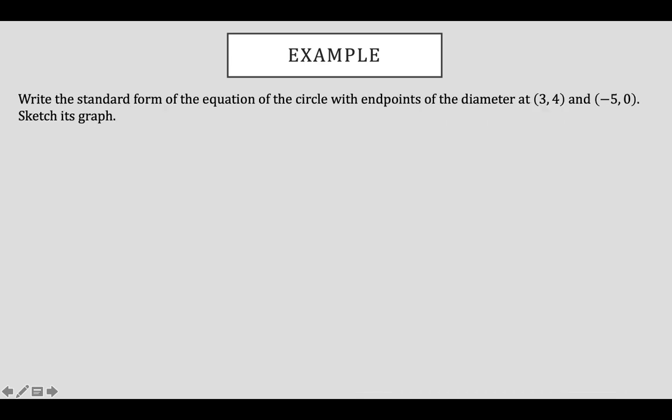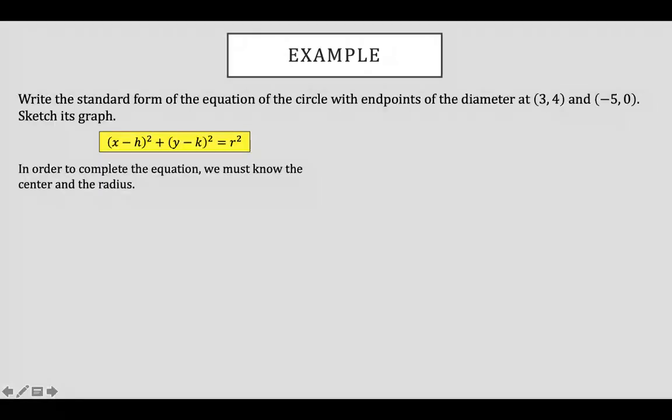Let's try another one. Write the standard form of the equation of a circle with endpoints of diameter at (3, 4) and (−5, 0). Sketch its graph. As we said, write out the standard form. Best thing to begin with. We know that in order to write an equation of a circle, we have to have 2 pieces of information, the center and the radius.